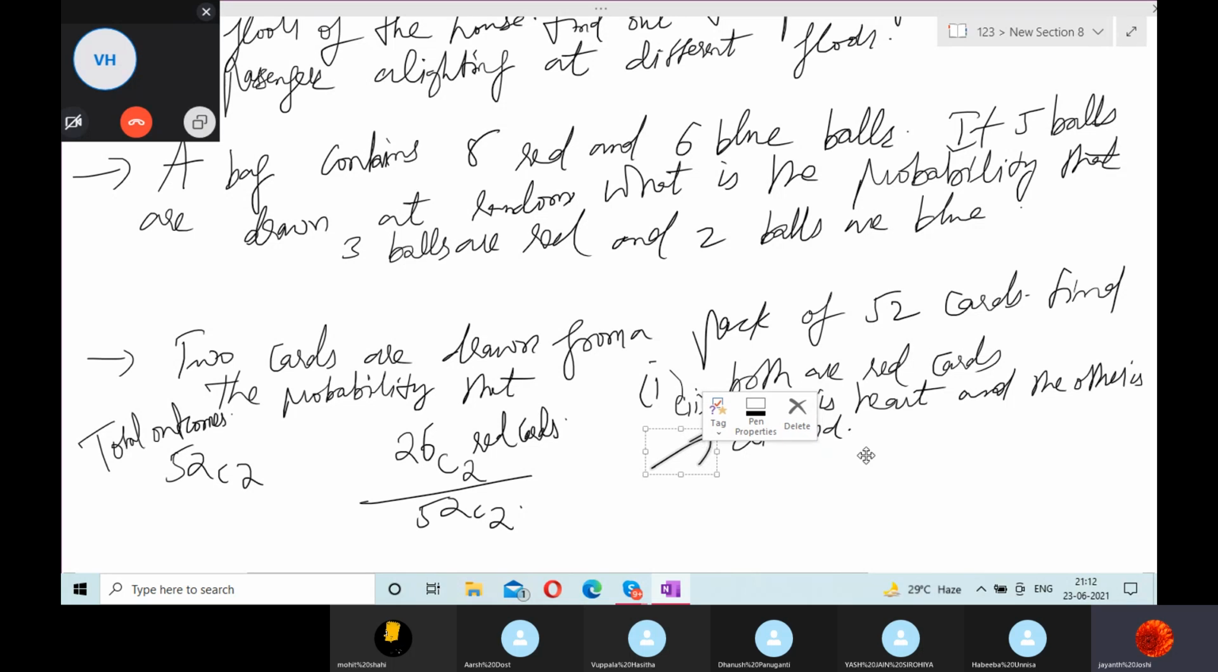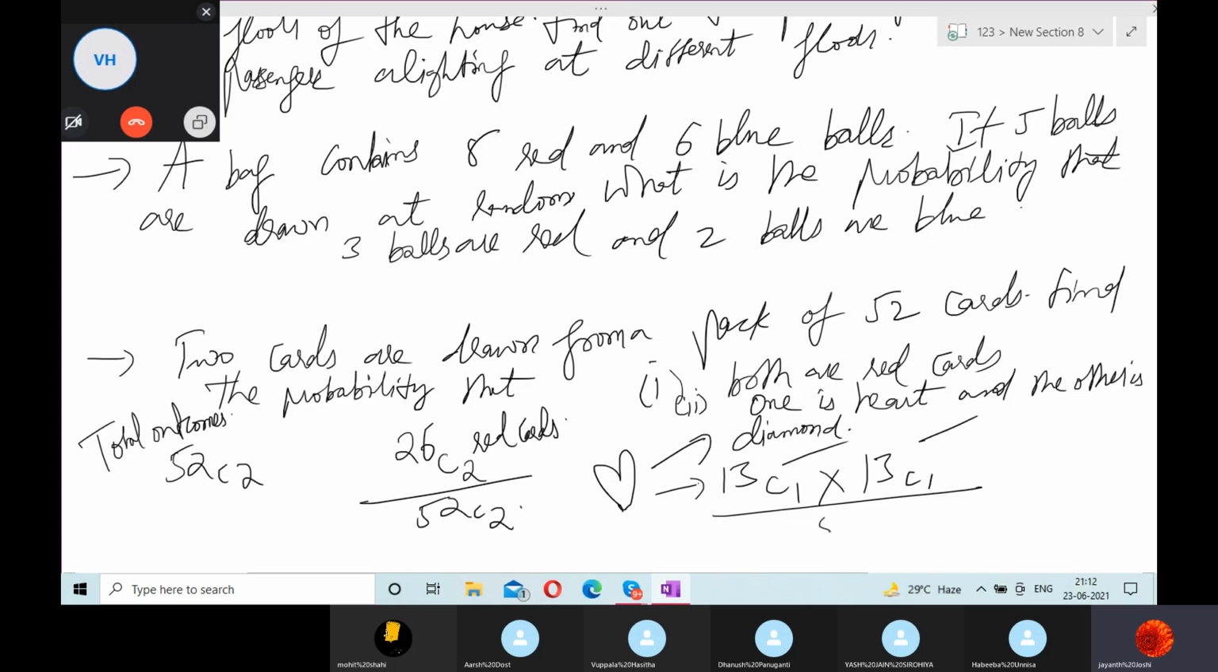Yes. So it's a very simple question. One is a heart and the other is a diamond. So you know, heart cards are 13 cards. From that you need to pick one, 13C1, and since they said and, into the other is diamond. Diamonds are 13 cards, 13C1, all divided by total outcomes, 52C2. Okay, all of you make a note of this.